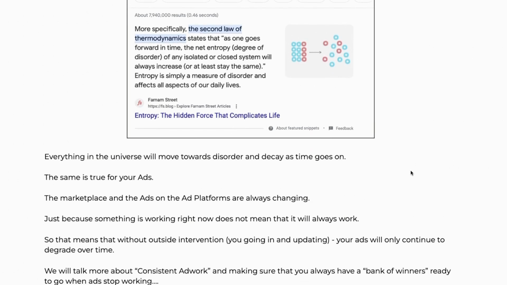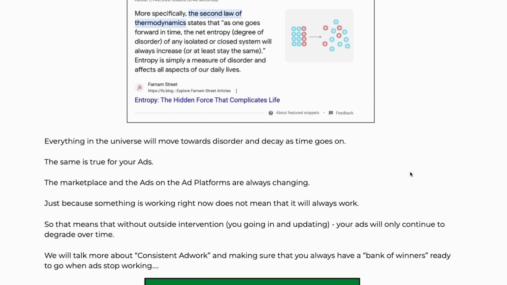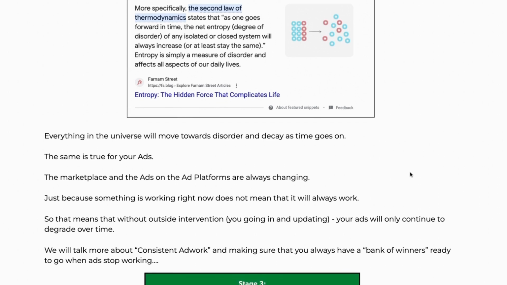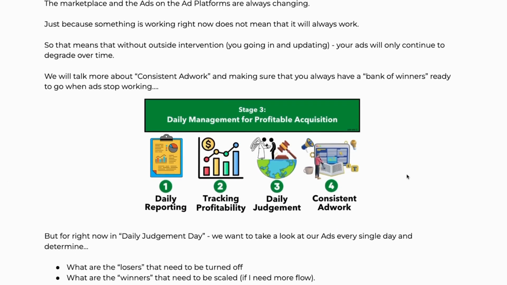And so just because something is working right now, just because something is profitable, just because something is a winner when it comes to the specific lead gen and ads and ad sets, does not mean it is going to stay that way. Without intervention, without you actually going in and updating it, your ads are only going to continue to degrade over time. We're going to talk more about this when we talk about consistent ad work, right? That is going to be the fourth step of this entire daily management piece: on a regular basis, you need to be doing the ad work necessary to create new copy, new creative, new headlines, and new targeting, to have a bank of winners ready to deploy once your current winners are not working as properly.